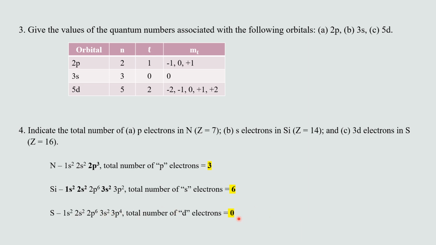So the answer is 0. I hope now you understand the 4 types of quantum numbers: principal quantum number, angular momentum quantum number, magnetic quantum number and the spin quantum number, with examples.